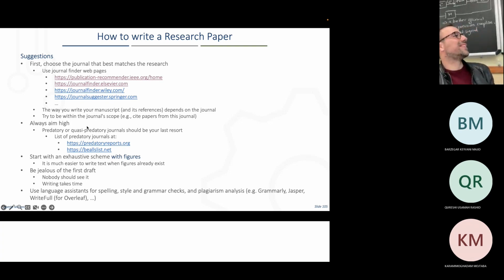Then, don't always aim high. That's a very good point. Maybe you're writing your paper and you say, but it's not the best in the world. Maybe it's better to go to some journal with a low impact factor or something like that. Try with the best journal of your subject category.